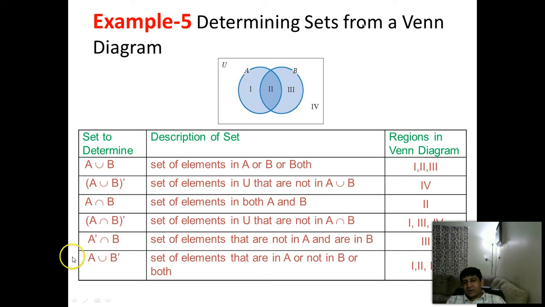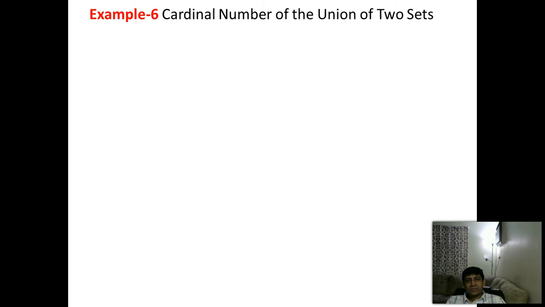Similarly, if you want to find A union B complement, we are looking for the set of elements that are in A, not in B, or both. So basically we are excluding the set B. We're excluding this region. Everything else will be part of this set.